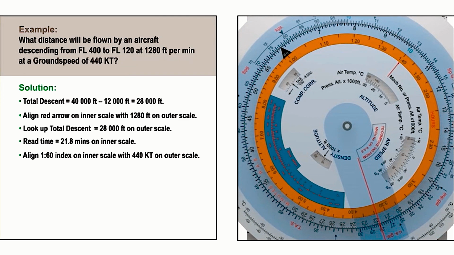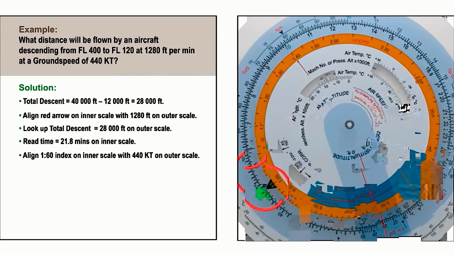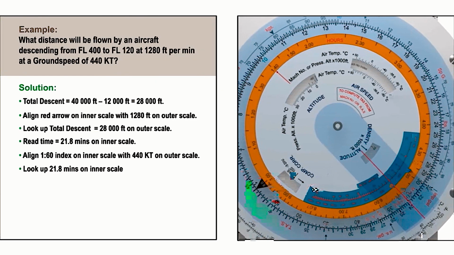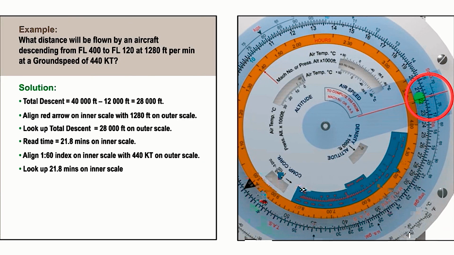Aligning the 1 in 60 index black triangle on the inner scale with the ground speed of 440 knots on the outer scale, we can look up 21.8 minutes on the inner scale and get our distance of 160 nautical miles on the outer scale.